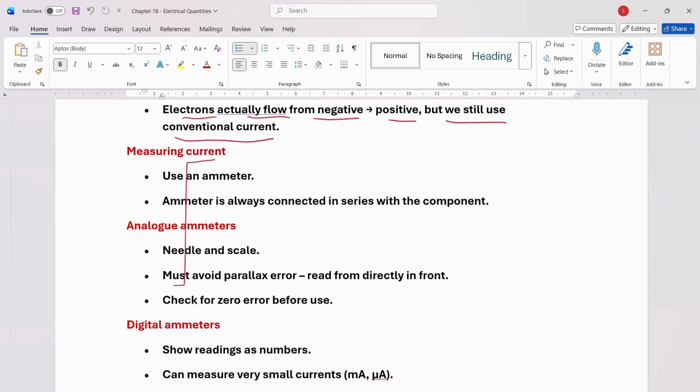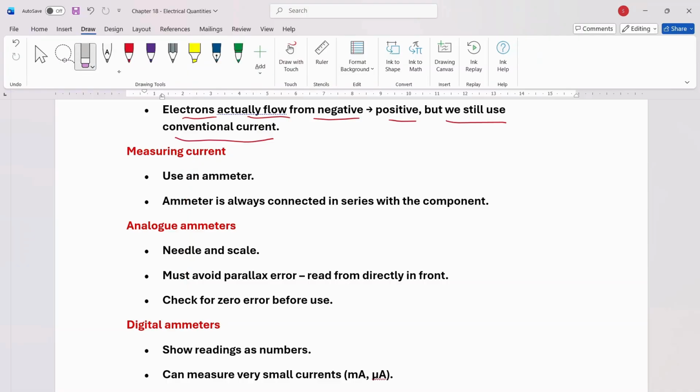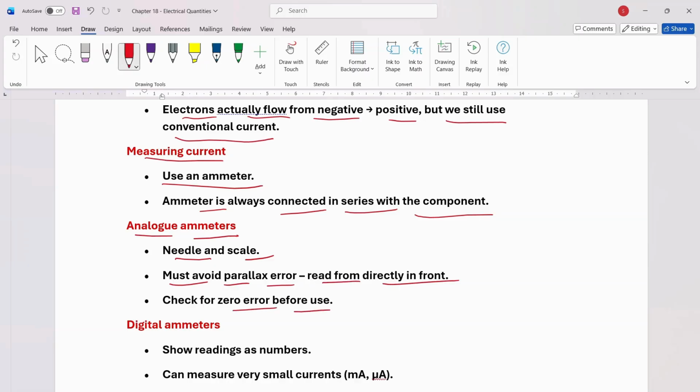Measuring current, we use an ammeter. An ammeter is always connected in series with the component. Analog ammeters have a needle and scale, so we must avoid parallax error. Read from directly in front. Check for zero error before use.